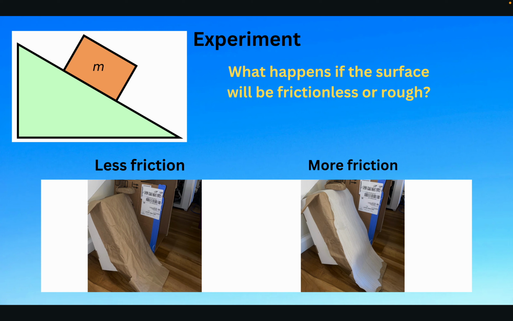There will be two experiments. In the first one, I will release the object on a more frictional surface. In the second one, there will be a less frictional surface. In order to be precise, the amount of time needed for the object to get to the bottom of the incline will be observed so that we can see the difference between the two surfaces. Let's go.